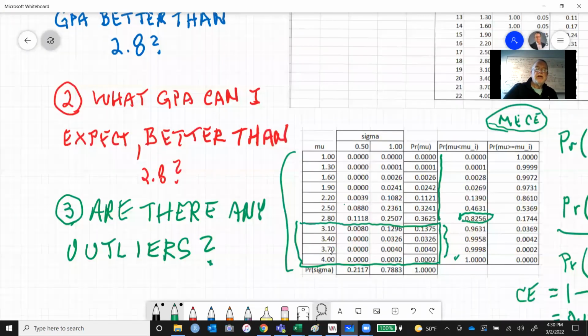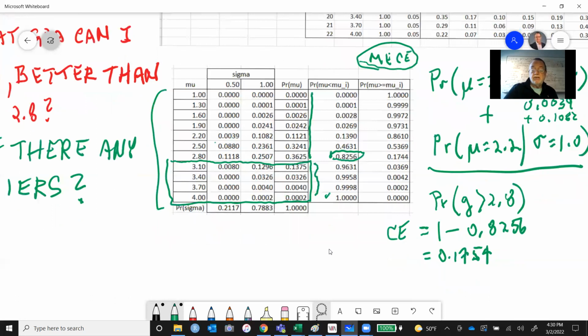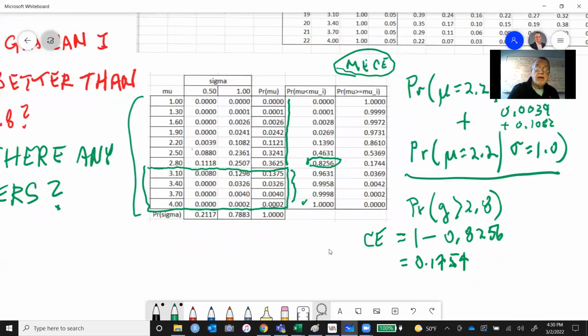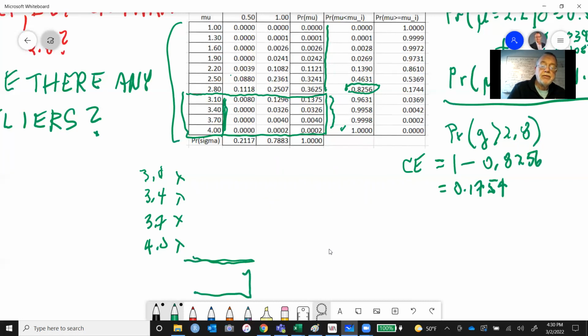About the second one, what GPA can I expect better than 2.8? Well, that's the follow-on question. What GPA in this range is the expected value? Now, the way we do that one is we take the outcomes, 3.1, 3.4, 3.7, and 4.0. Those are our outcomes. And we're going to multiply these times probabilities. We're going to weight them. Then we're going to sum them all up, and we will have our answer.